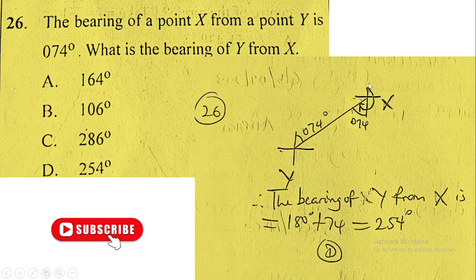So 74 plus 180 will give us 254. So that is the angle y makes with x, which is from here to here. And that's the bearing of y from x. So I hope you understand what I've explained there. The question is also very cheap and straightforward.